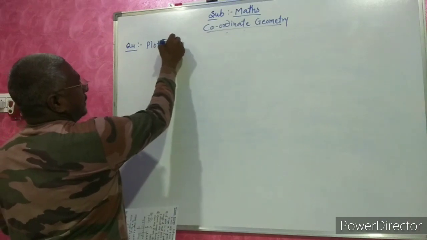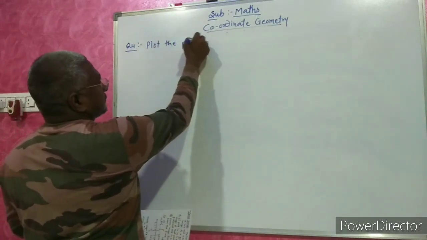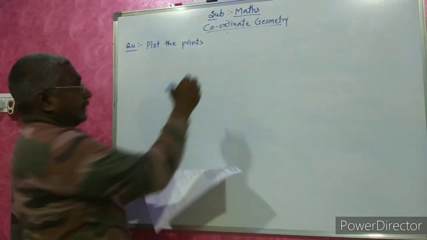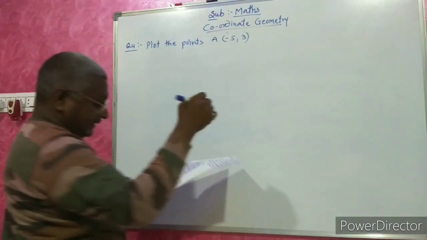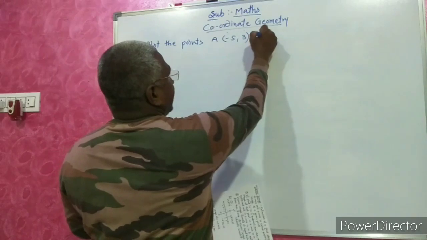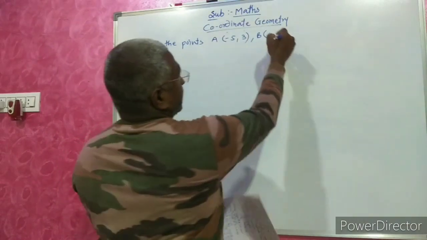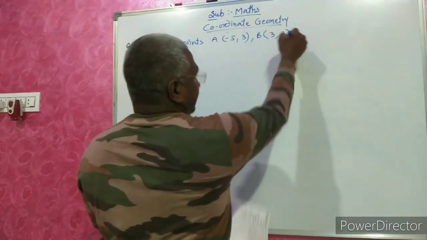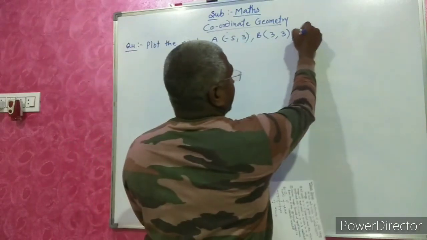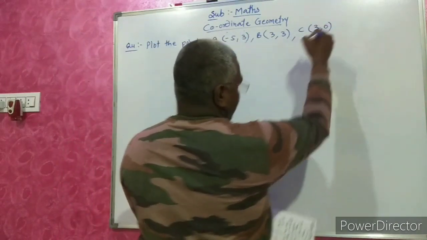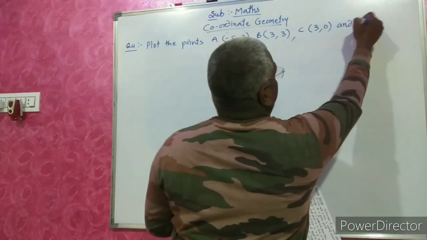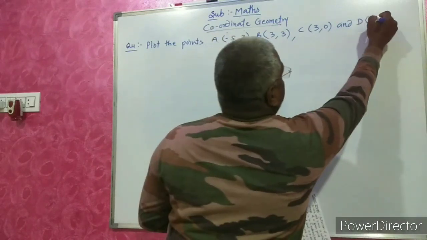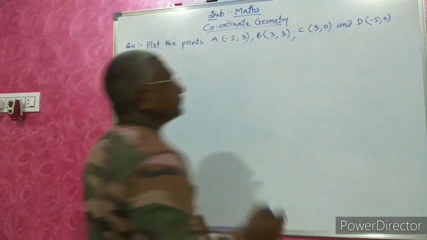Plot the points A (-5, 3), B (3, 3), C (3, 0) and D (-5, 0).